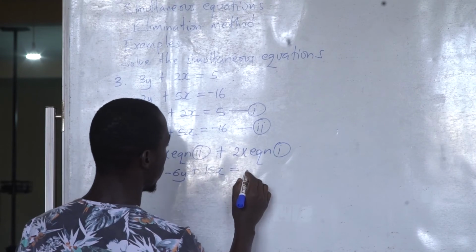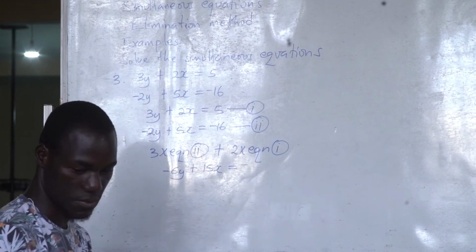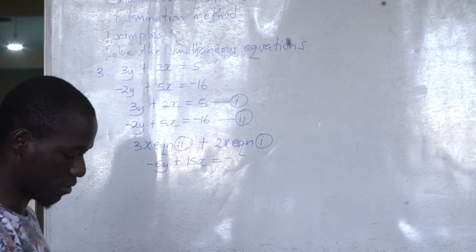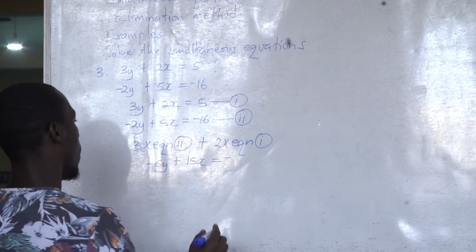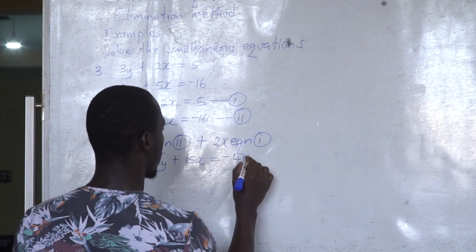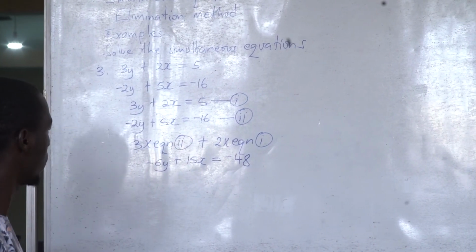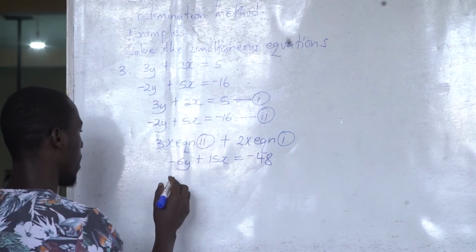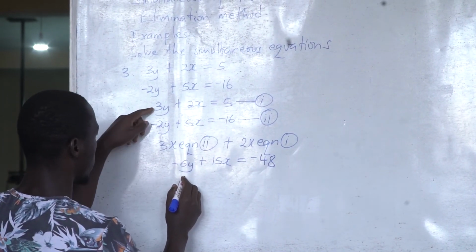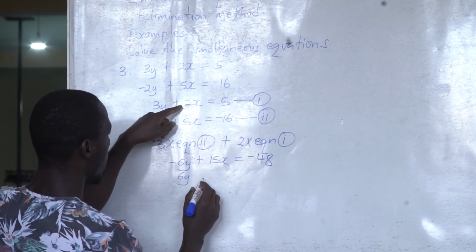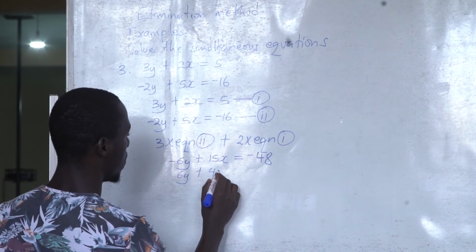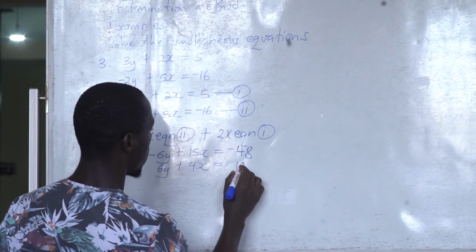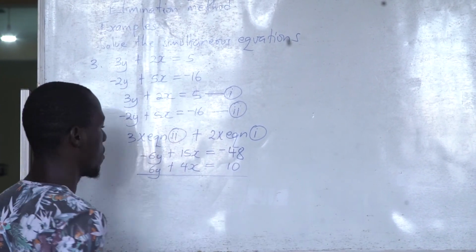times 3, 15x times 3, the negative 16 times 3, when I get my calculator, that is 48. Then 2 times equation 1, I come here and I multiply by 2. That is going to be a 6y. Then that is going to be a 4x. Then by 2, using a calculator, that is going to be a 10.